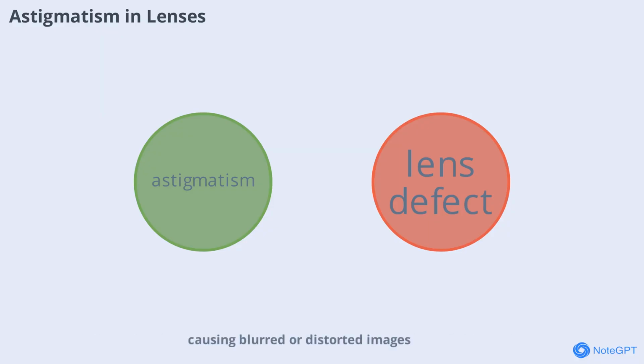Astigmatism is an optical defect where a lens fails to focus light evenly, causing blurred or distorted images. This can occur in both natural and artificial lenses. Specially designed corrective lenses can compensate for astigmatism, restoring clear vision and accurate image formation.